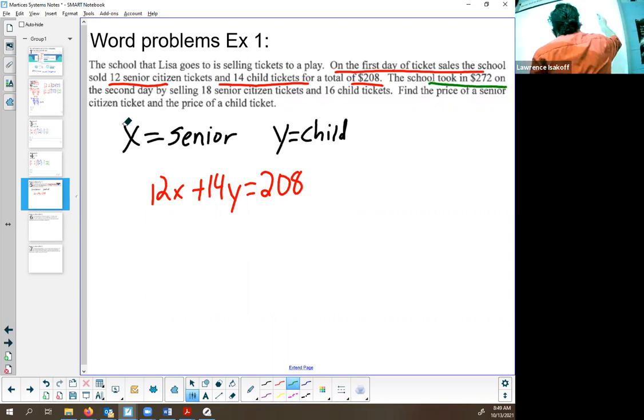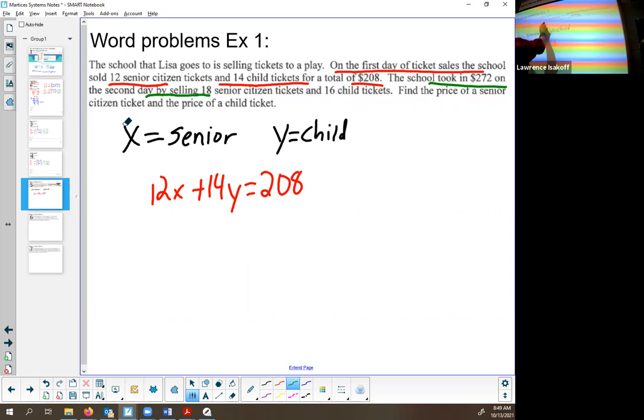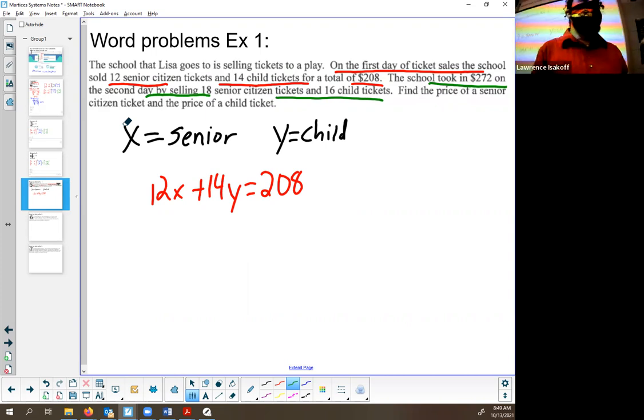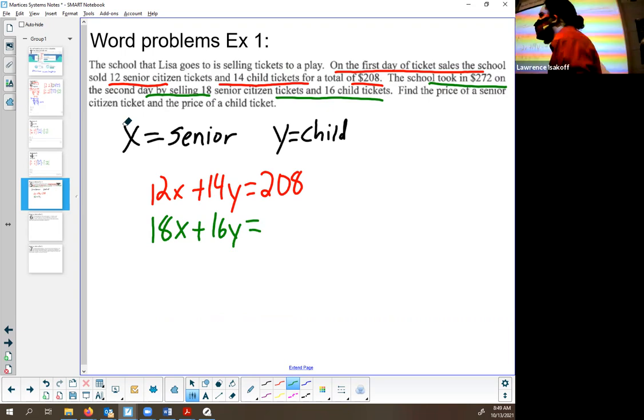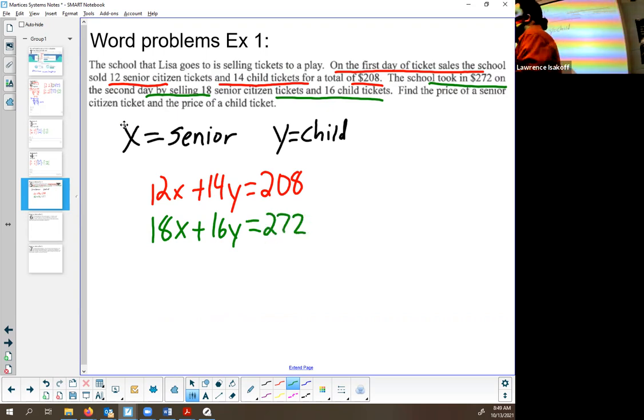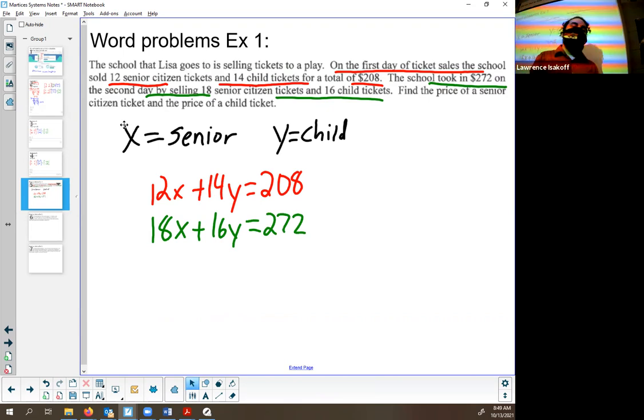Now the second day, so 18 tickets for senior citizens and 16 kids. What would that equation be? Good, is equal to, how much was our second day in sales? 272. Now, that's right in our equation.